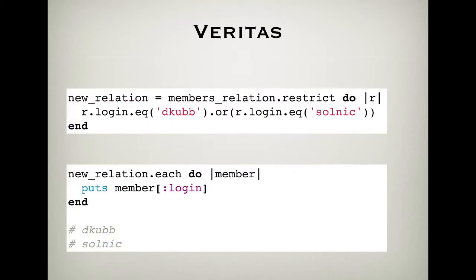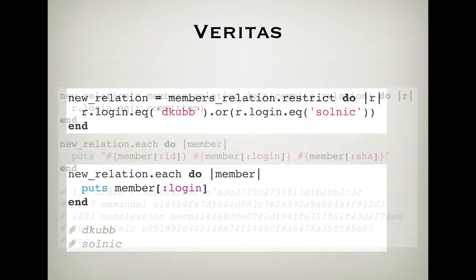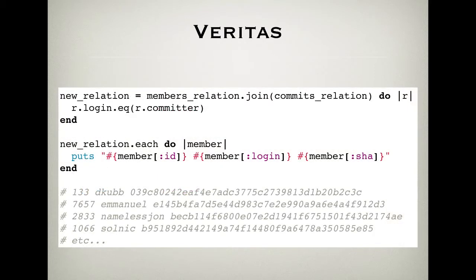Now, here's an example of a restriction operation. It's the equivalent of select from members where login equals dcup or login equals Sonic. It looks probably similar to what we have in Arel. And the cool thing about it is that it will actually work in memory because, well, we have raw data from GitHub, right? And we want to perform restriction. You can do it. It will work in memory, and you will get proper results.